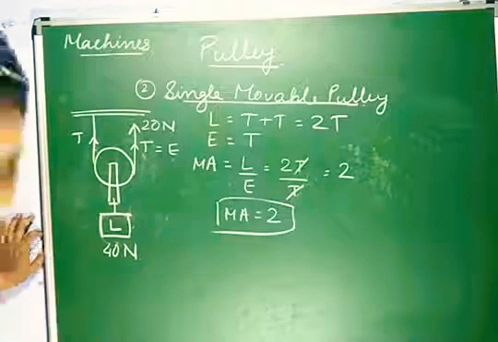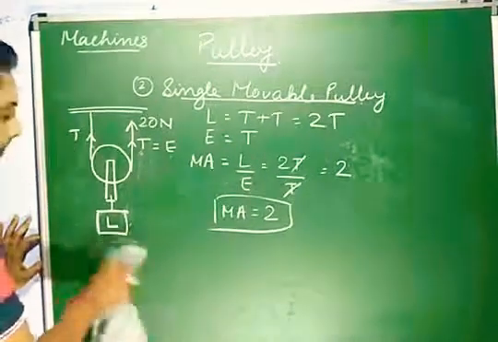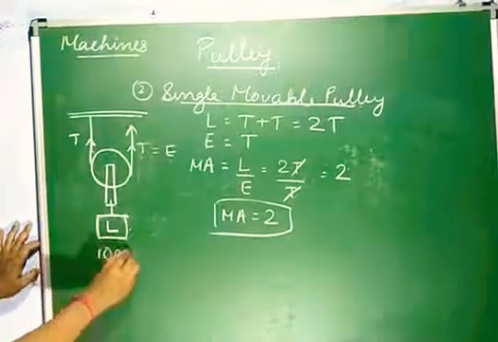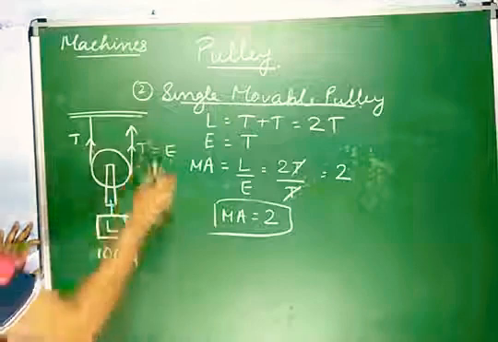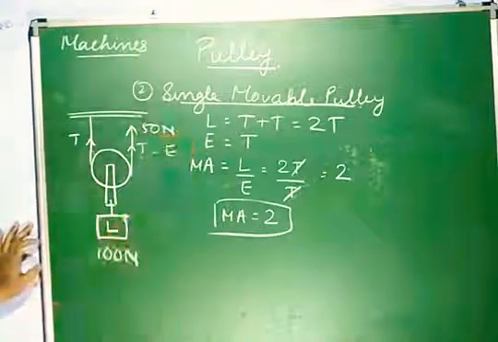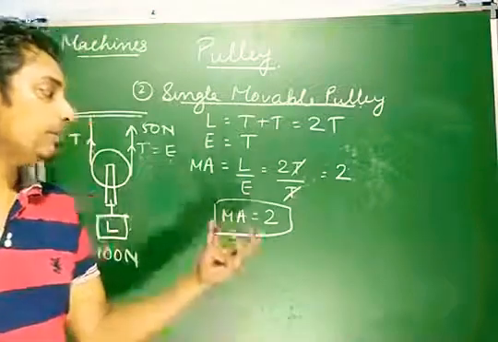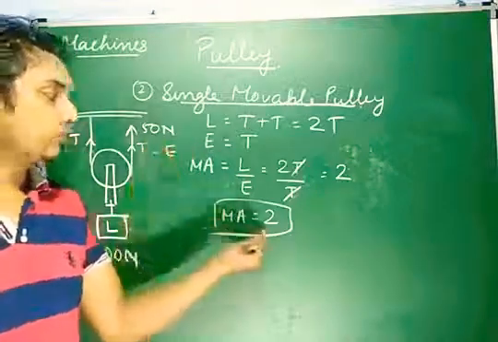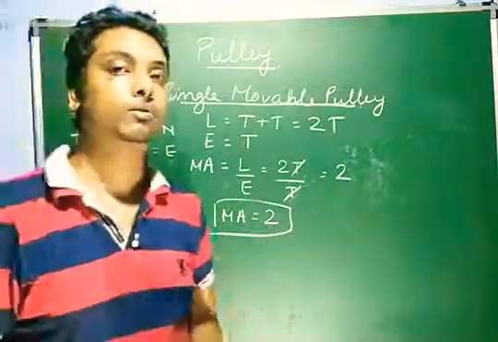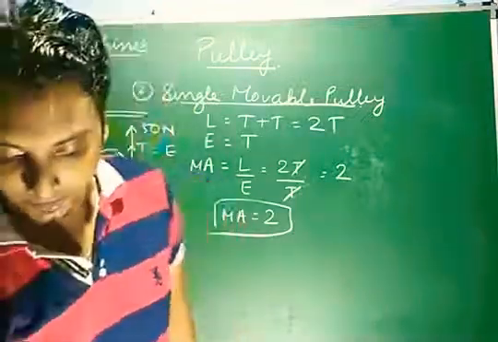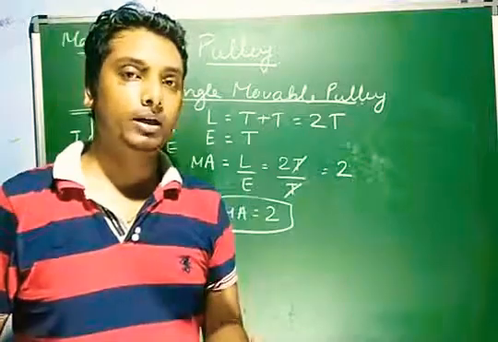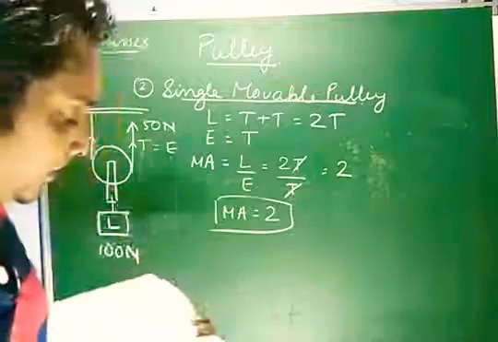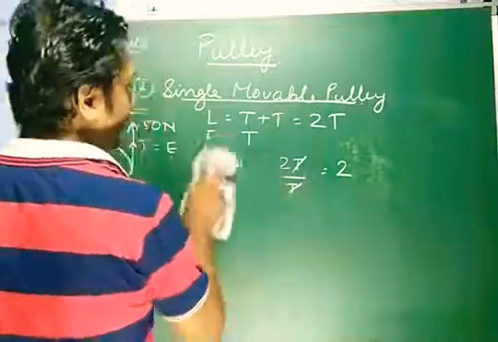Or we can say it like this also. If there is a load of 100 Newton over here, we can lift this load with just a force of 50 Newton. Why is that? Because the mechanical advantage of a single movable pulley is 2, so it will just multiply our force 2 times. That means we only have to apply half of the weight as force to lift the particular thing. Now let us try to understand the velocity ratio.